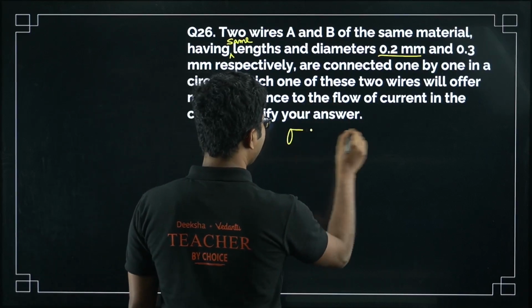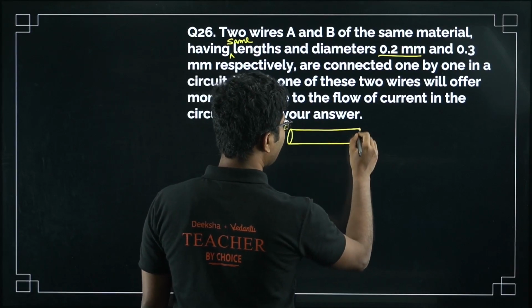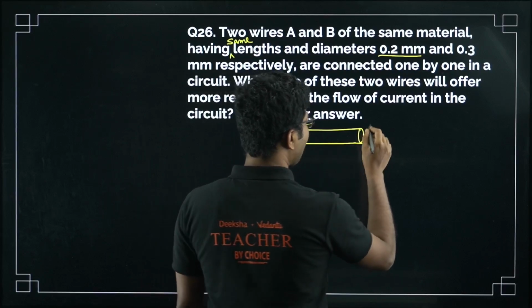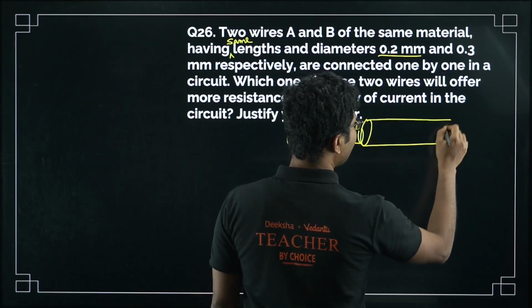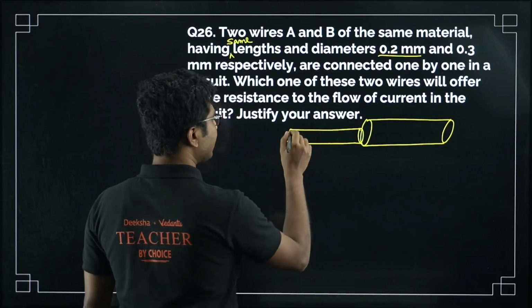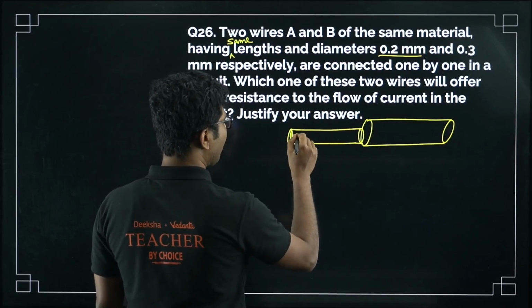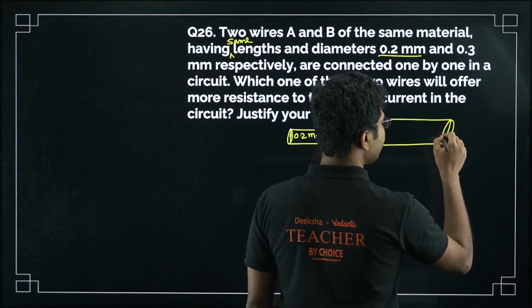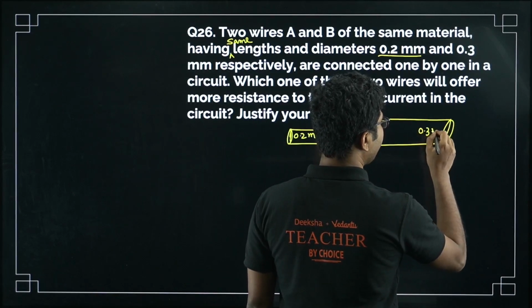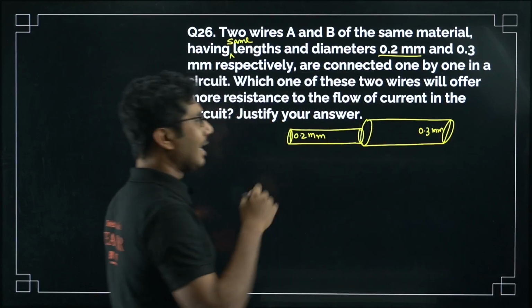So we have two wires. One is A, having 0.2 millimeter diameter. The length is the same, and we have another wire B, which is the same length but a diameter of 0.3 millimeter. So the diameter of this wire is 0.2 millimeter and the diameter of this wire is 0.3 millimeter. Now which one will have a higher resistance?